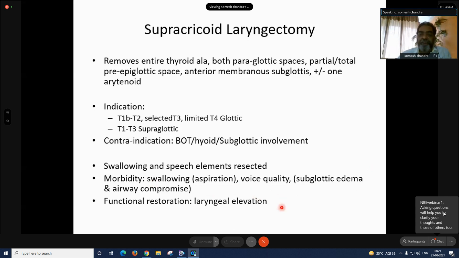Functional restoration, you only have one, because that is laryngeal elevation. You need to put the hyoid and the cricoid together and oppose them. And that will, with the hyoid, the tongue base will come down and get opposed to the laryngeal aperture that is formed by the arytenoids.